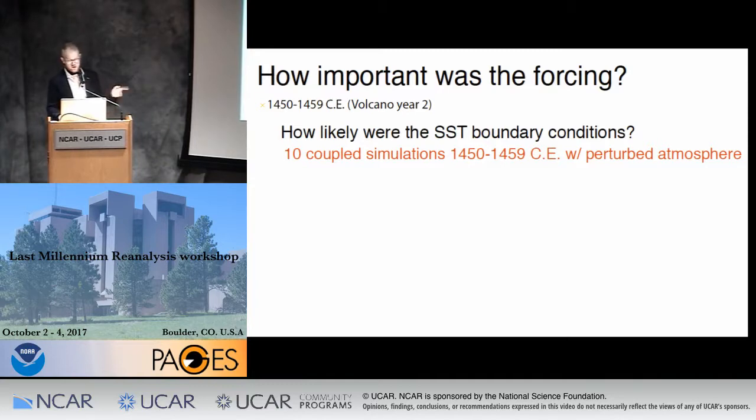So to answer the first question, we're going to run 10 coupled simulations. So this is fully coupled. We're going to start it in 1450 and run through the end of the drought in 1459. We're going to perturb the atmosphere with round-off errors and see what the trajectory of that internal variability looks like. Because there's a volcano that goes off during this drought, we're going to run 5 of these without the volcano, just to see what the impact of the volcano was on those trajectories.